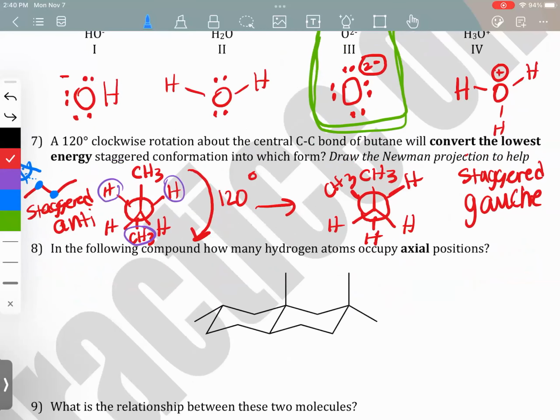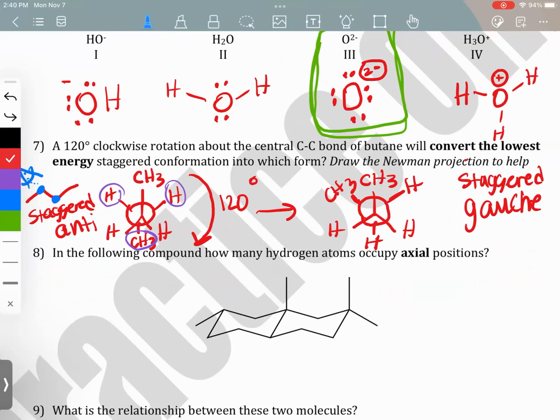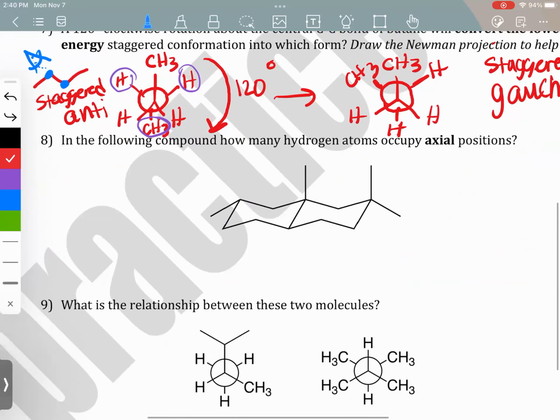All right. Any questions? Not at all. All right. So let's go to 8. In the following compounds, how many hydrogen atoms occupy axial positions? So axial positions is what? Where are they going to point? Same direction of the carbon they attach to. Right. So they're going to go straight up. For carbons that go up, the hydrogens in the axial position are going to go up. And for carbons pointed straight down, the axial hydrogens will go down.